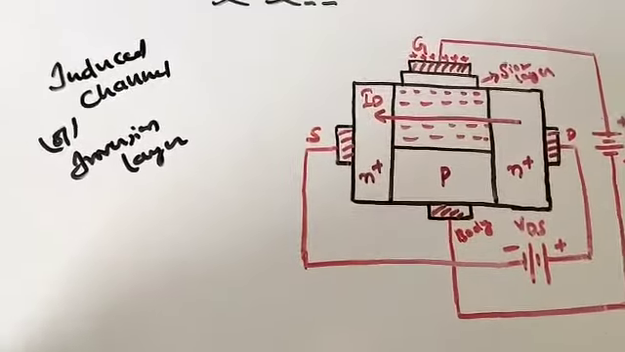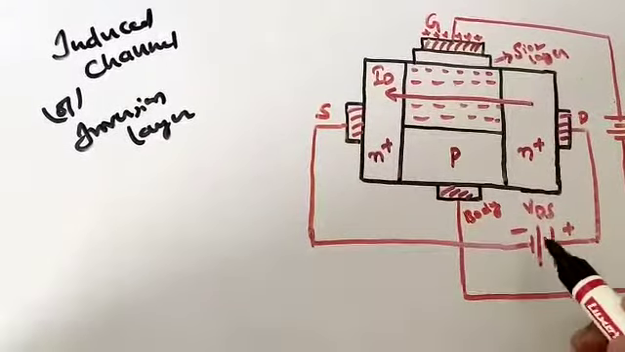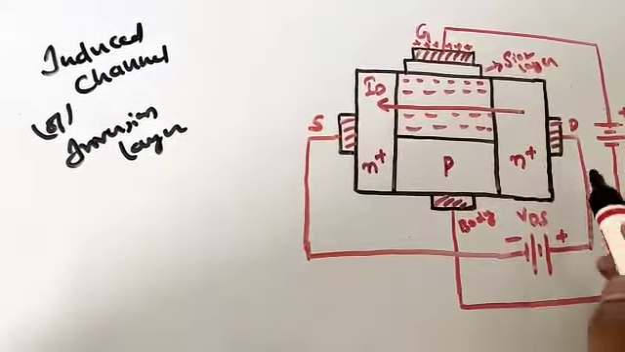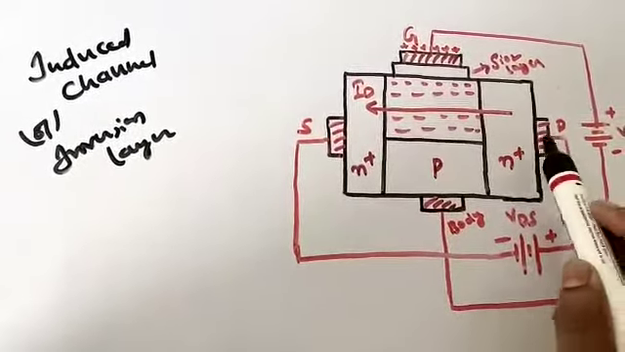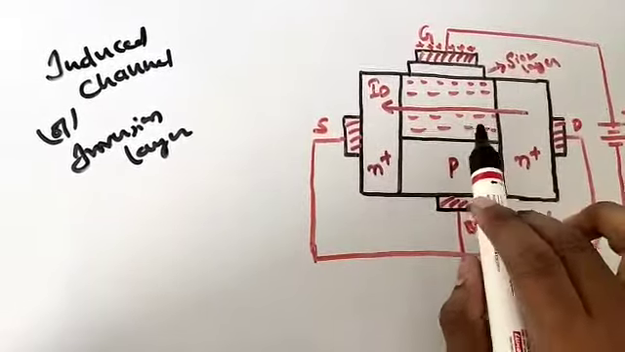Now what we have to do, we need to connect the drain and source with a battery with the polarities as shown in the figure. Now in that particular case, what is going to happen? A drain current will be flowing, right? A drain current will be flowing from drain to source. I have shown here like this. Drain current will be flowing from drain to source, right?